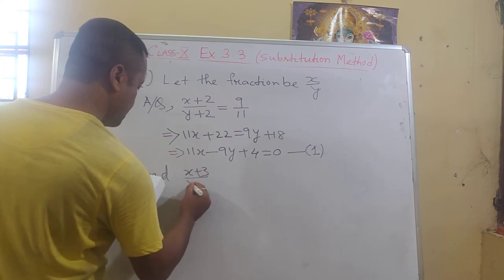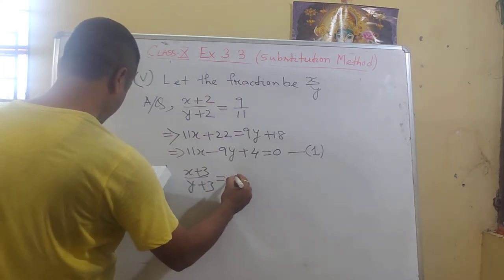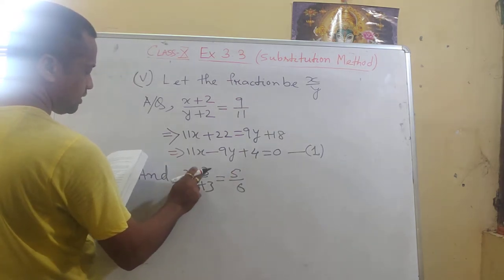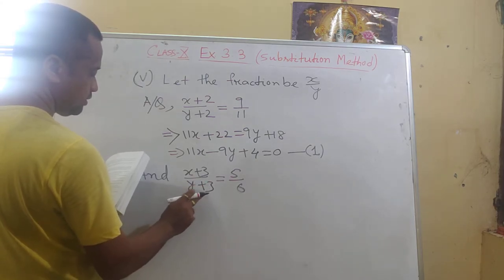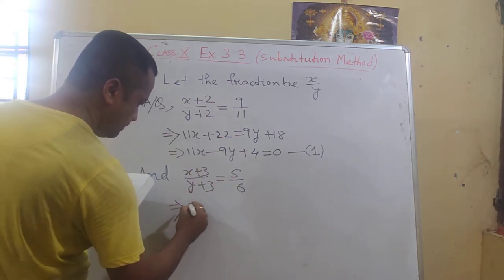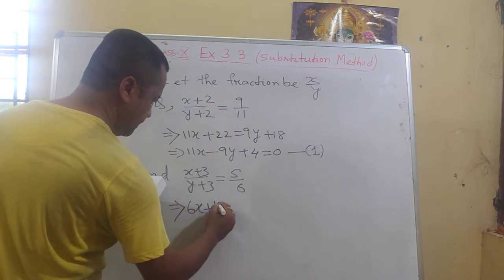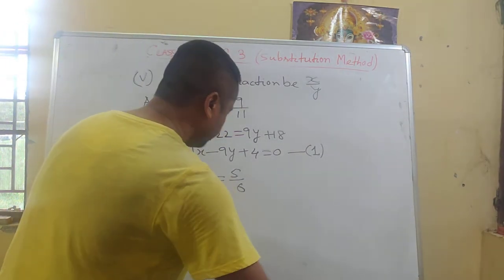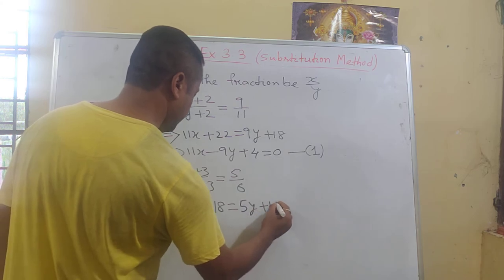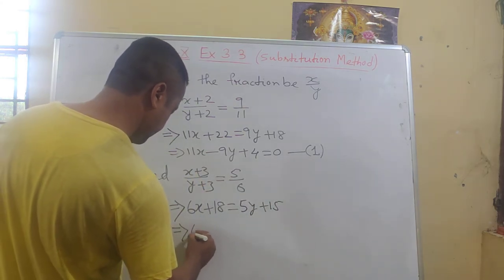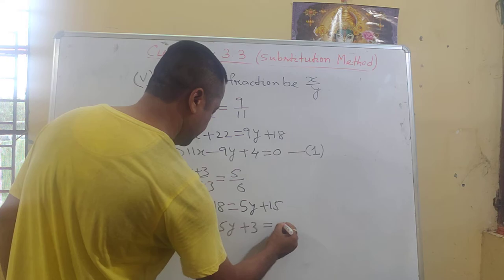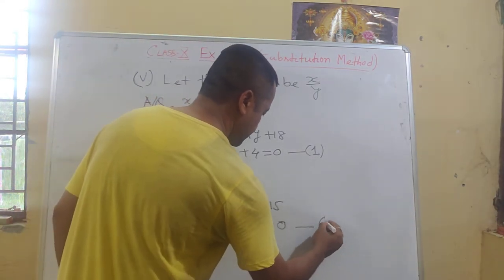(x plus 3) by (y plus 3) is 5 by 6. That is, after addition of 3, the numerator x becomes x plus 3, and the denominator y becomes y plus 3. Then (x plus 3) by (y plus 3) is equal to 5 by 6. Simplify: 6x plus 18 equals 5y plus 15, which implies 6x minus 5y plus 3 is equal to 0. Mark this as equation number 2.